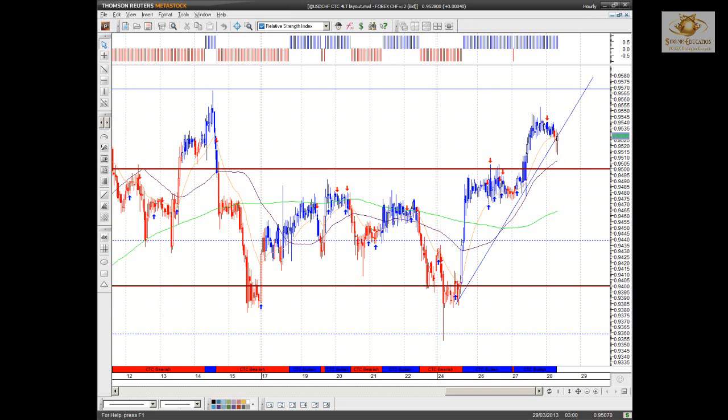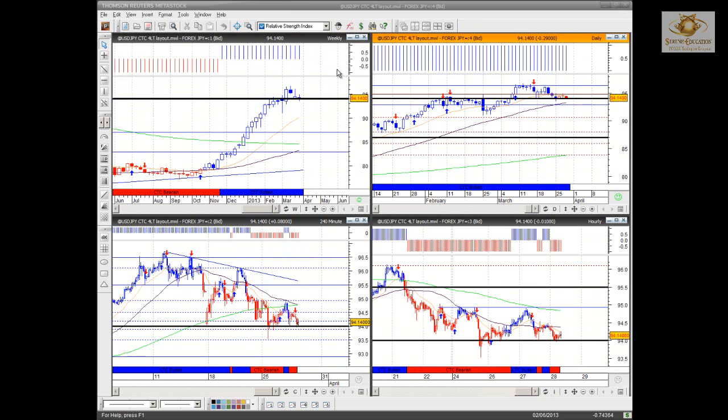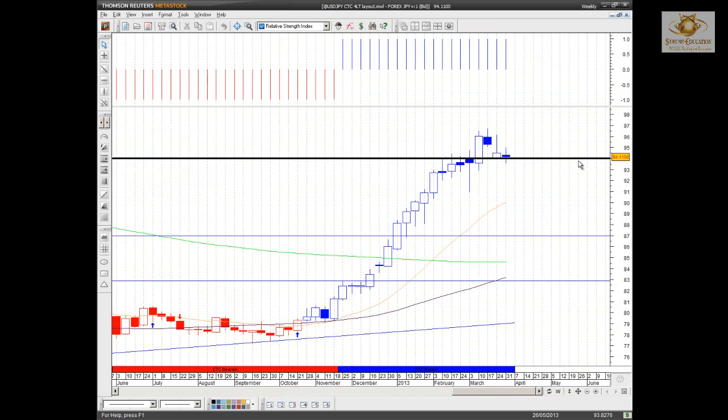Last pair of the day is US dollar Japanese yen. Price is breaking above that all-important 94, which is the 38.2 Fib retracement from our 2007 highs on our weekly to our lows we saw through 2011 and 12. Price has managed a very, very strong run through September, October, right through to where we currently are. A lot of hesitation here at 94, which happened to be the 38.2 Fib retracement.